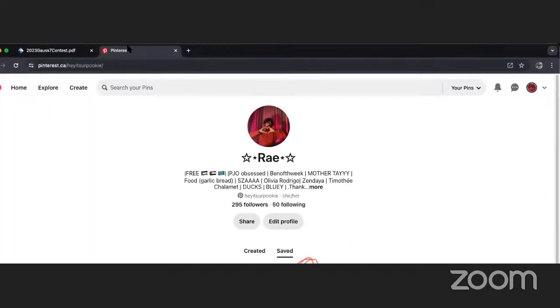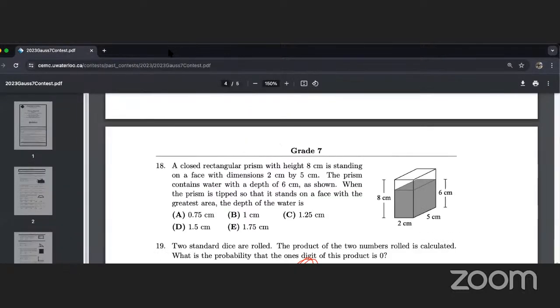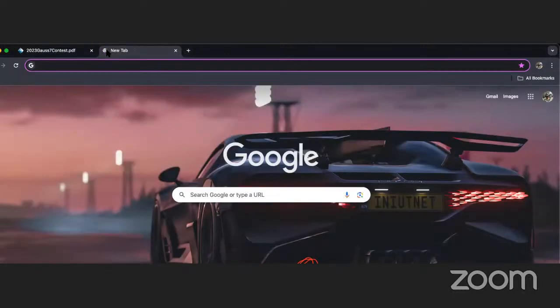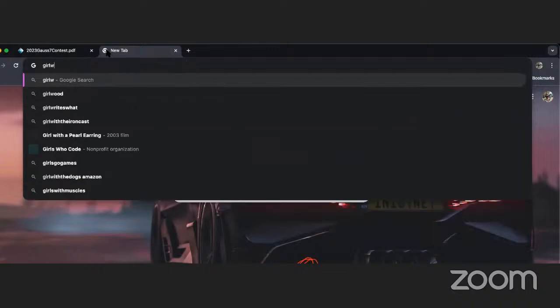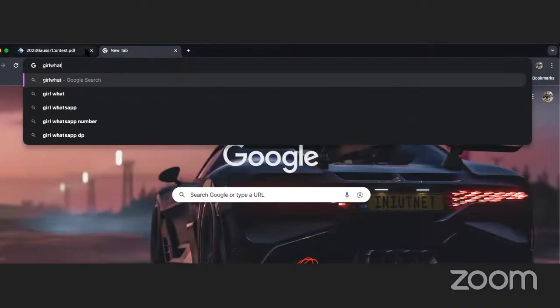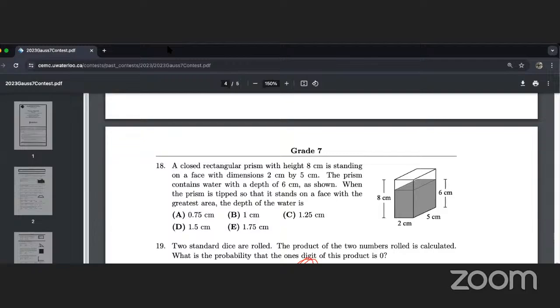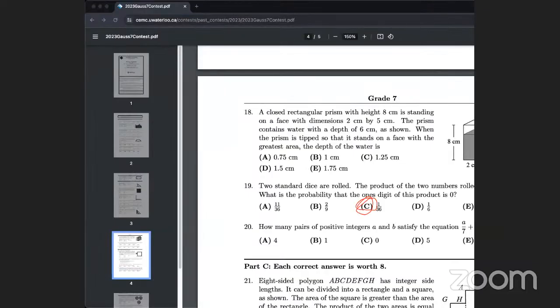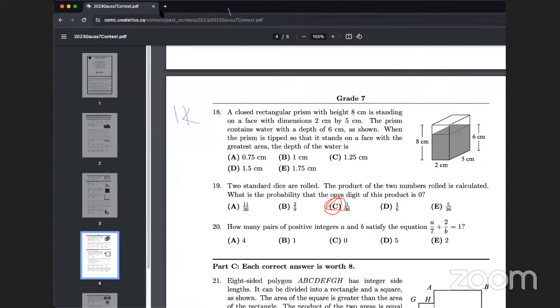We can see you going on Spotify, girl. You aren't slick. You went on not Spotify, Pinterest. Can you move it to the side so we can see the question? Okay, thank you.